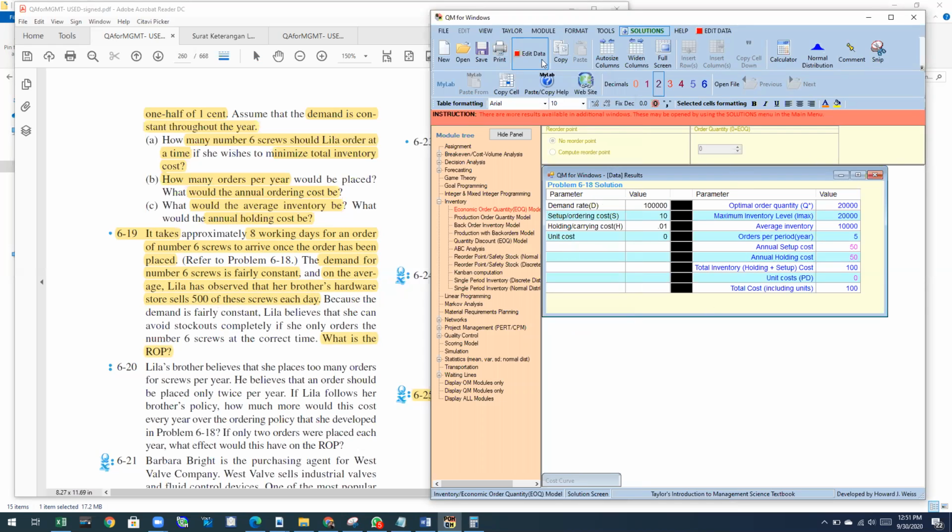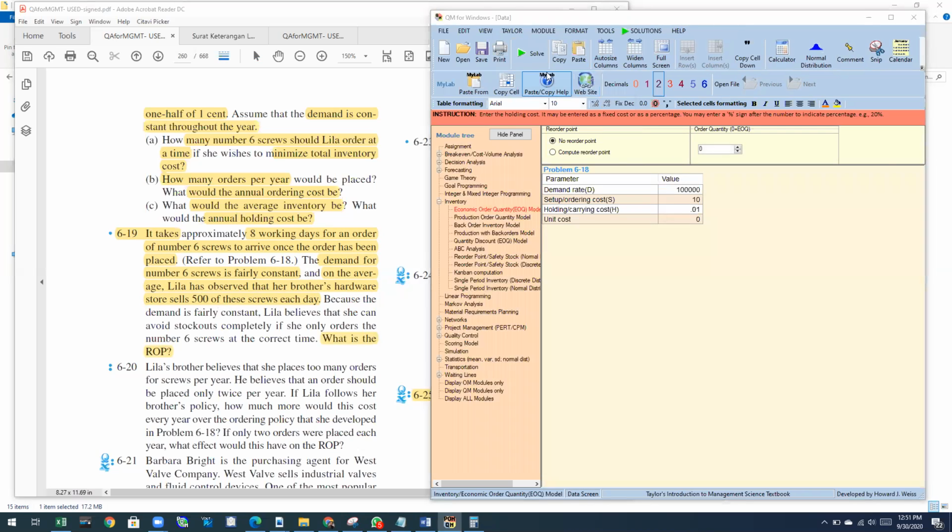Now, we need to edit the data. So we need to change this. Previously in problem 618, we said no reorder point. Now the question is about reorder point. So we have to click here, compute reorder point. And then we need to answer the questions.